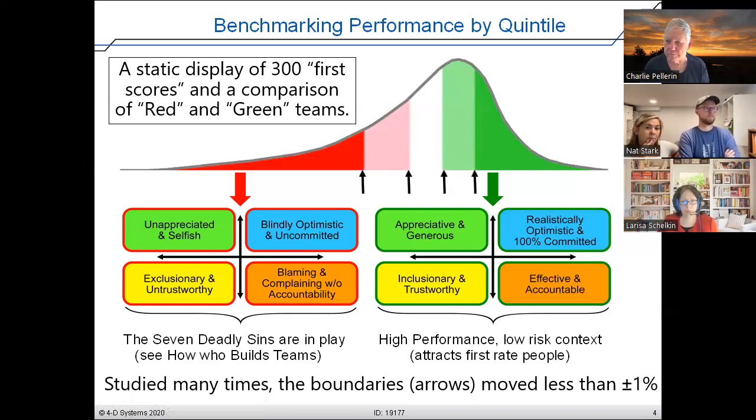Everybody on board with this? Yep. Understand what I'm saying? Yep. I did have one question: the 7 deadly sins are at play. See how he builds teams. Is that in the book?